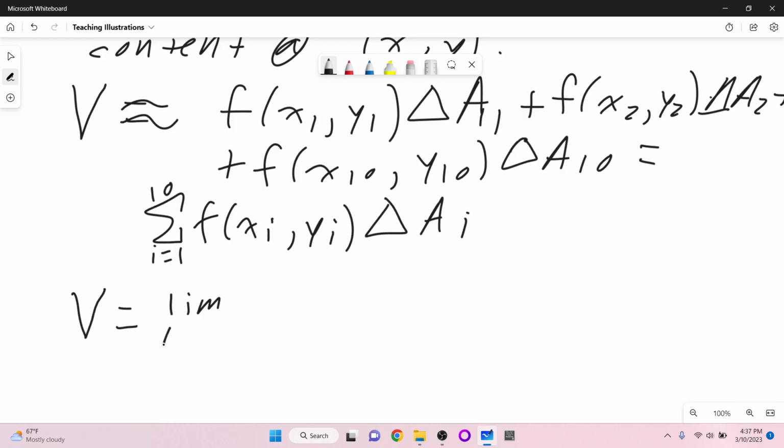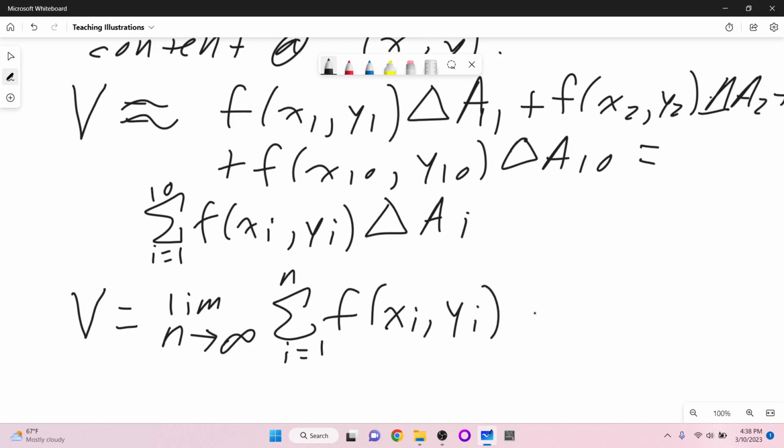And so, as is standard in calculus, we will describe this as a limit. Take the limit as n goes to infinity of the sum from i equals 1 to n of f of xi, yi delta Ai. And this is going to define what we call a double integral.